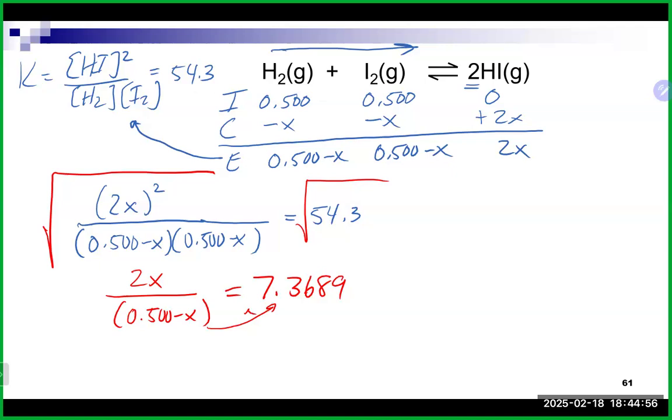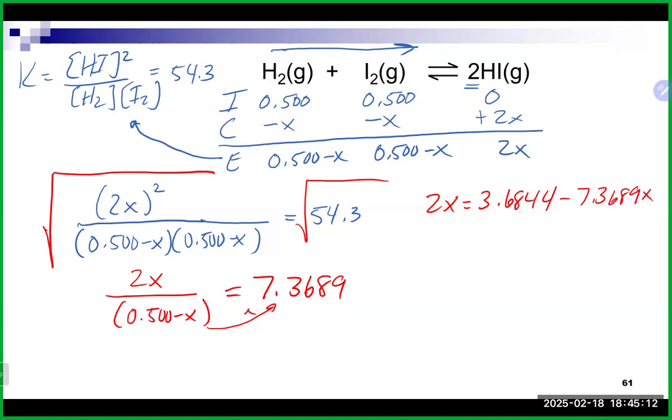Once again here, much easier to solve at this point. We're going to multiply that to the other side. That's going to give us a 2x on the left. A little distribution action there. Going to give us a 3.6844. Taking a few extra digits just so we don't get any rounding type errors.